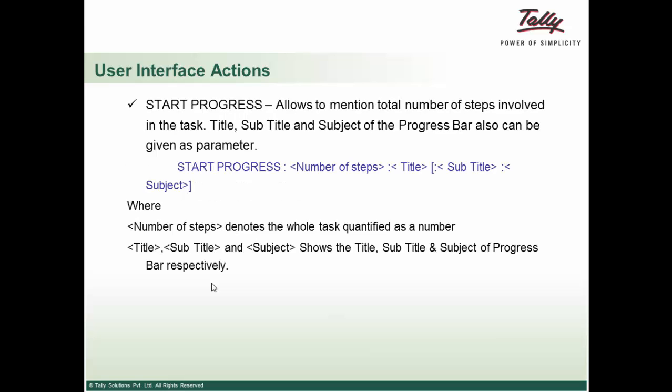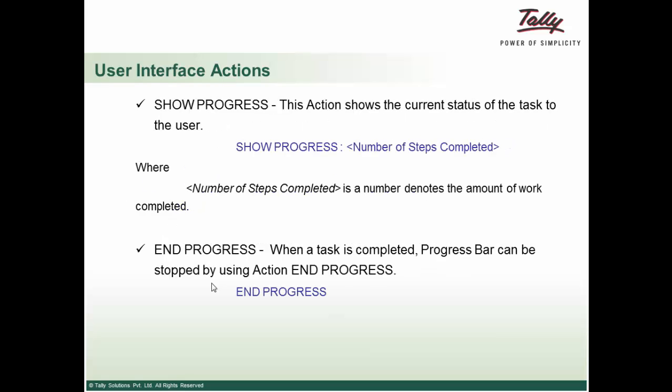So start progress allows to mention the total number of steps involved, title to it, subtitle to it, and subject of the progress bar can be given as parameters. So the number of steps is the total quantified number, 10,000, 20,000, that's the total number of steps, and a title is mandatory. Optionally, you can provide a subtitle and a subject to this progress bar.